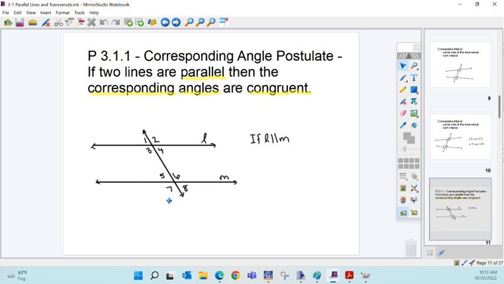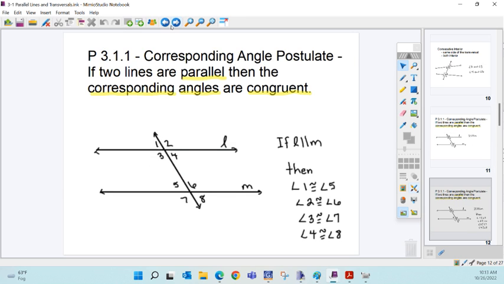Give me a pair of corresponding angles from this picture here. 2 and 6. So angle 2 is congruent to angle 6. Corresponding angles, what else is congruent? Yes, 1 and 5 are congruent. 3 and 7 are congruent, and 4 and 8 are congruent.